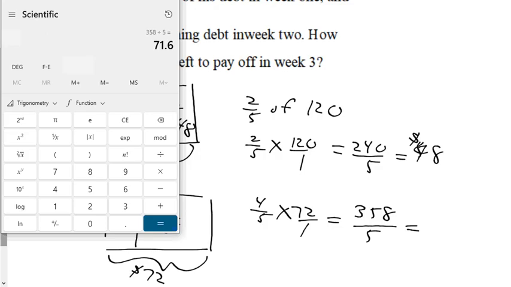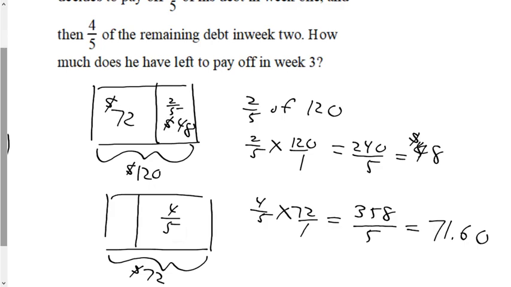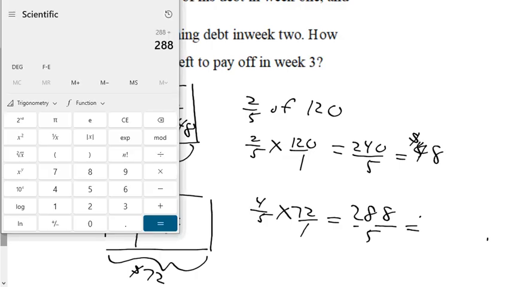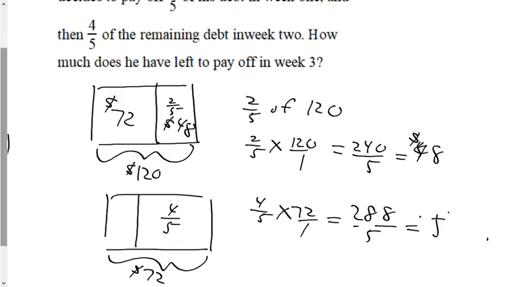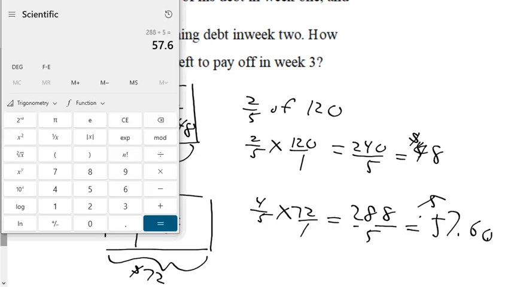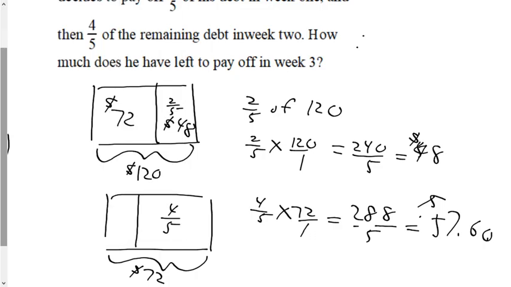He pays back $71.60. Did I make a mistake there? I guess I did. It's supposed to be 288. Oopsie daisy. Forget that. 288 divided by 5 is $57.60. Take your $72. Take away the $57.60. Therefore, Caden owes me $14.40.